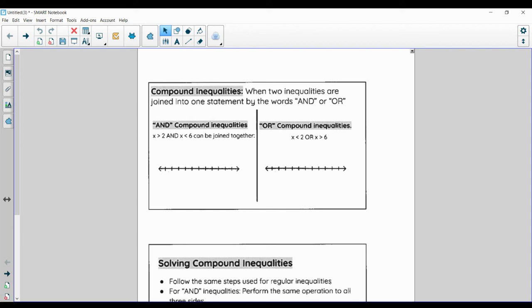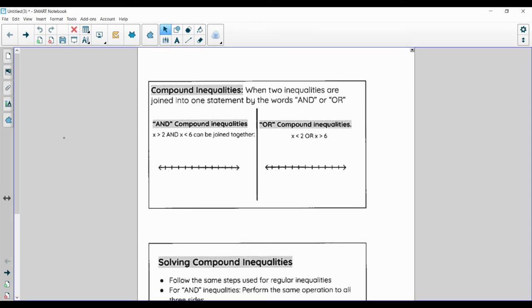All right, so this video is going to cover compound inequalities. Compound inequalities, just like a compound sentence. A compound sentence is a sentence where you join two ideas together. So it could be, I like cake, comma, and I like ice cream. That's a compound sentence because you're joining the idea that you like cake with the idea that you like ice cream.